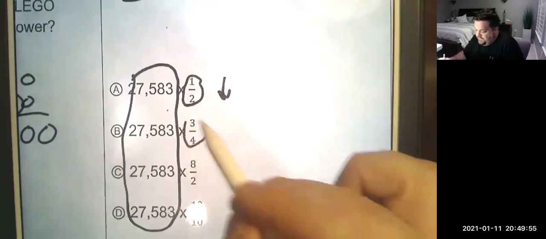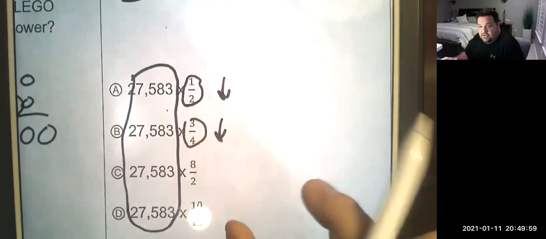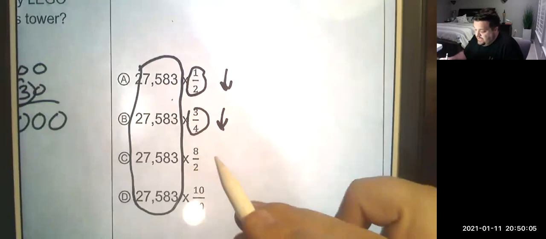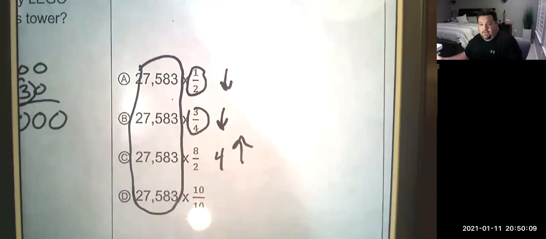Well, this is a fraction. It's going to make it get smaller. Now this, don't let this confuse you, because 8/2, that's not actually a fraction. Well, it's in a fraction form, but if you reduce it out, you get a 4. And if you multiply 4 by that, that's going to get way bigger, right?